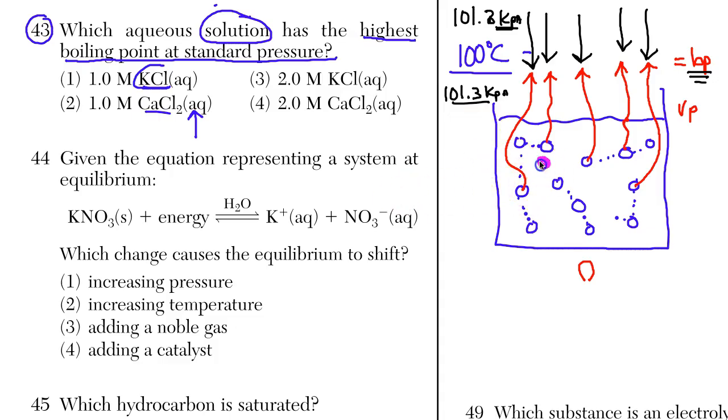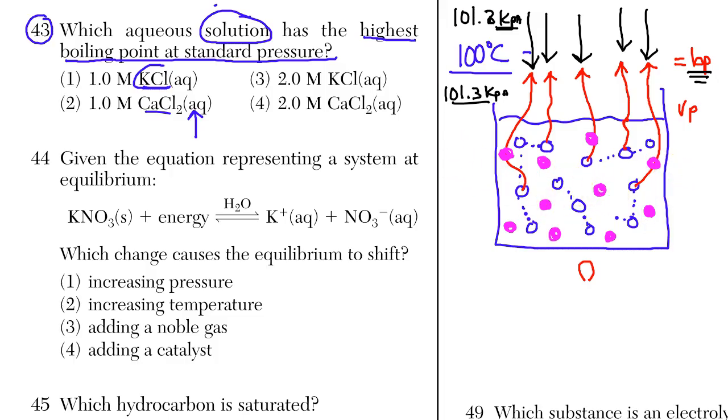Now, if I add solute particles, and these are things that do what? These are particles that get into the water because they have similar attractive forces. We learned that like dissolves like. Okay, so these would have to be polar molecules, or they'd have to be ions who have a positive or negative side that water can attract to, because water is polar.